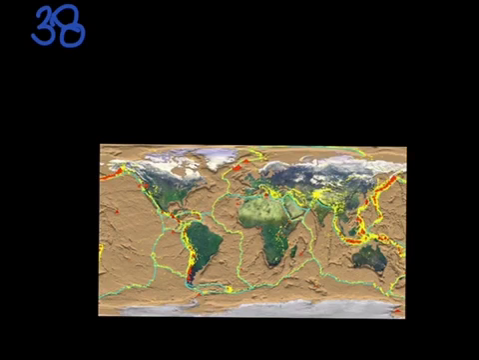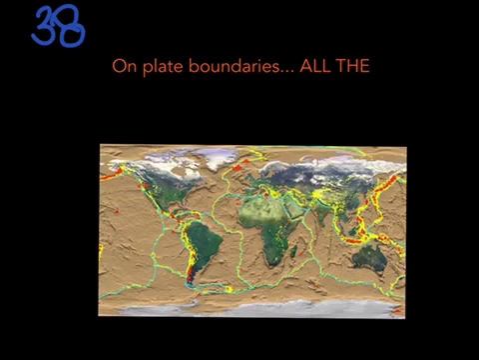Number 38. Where do most earthquakes occur and how often? They occur on plate boundaries. So all the lines in this picture you see here are where the earthquakes happen. They happen all of the time. And on this image, anywhere that is red, that's where they have the most frequent earthquakes constantly.